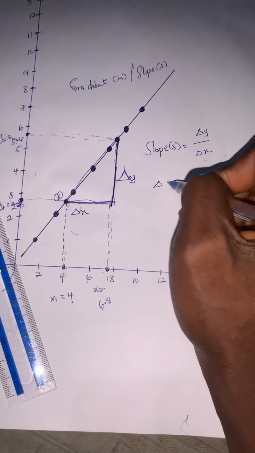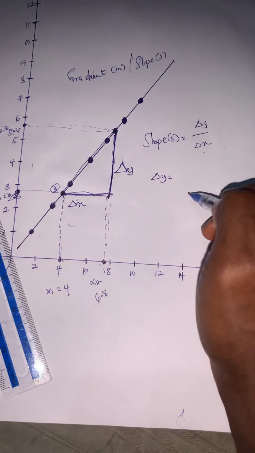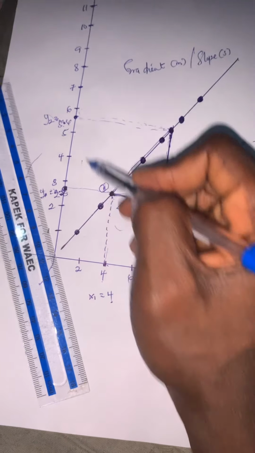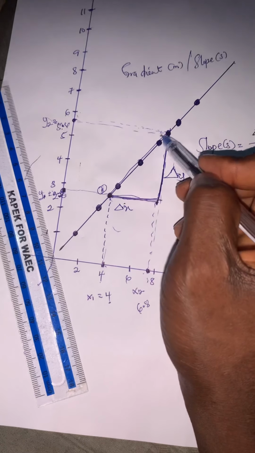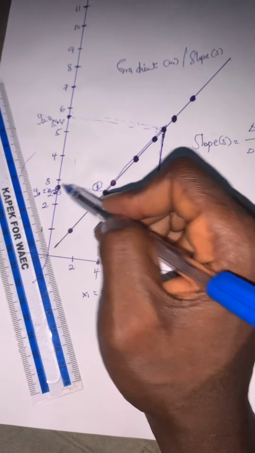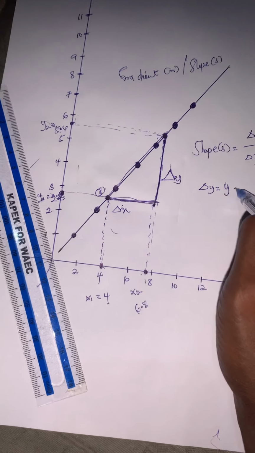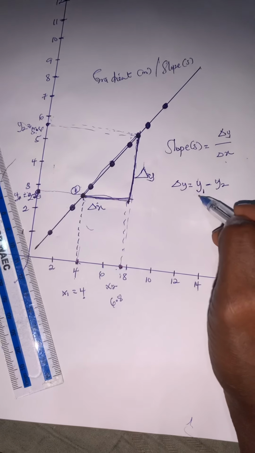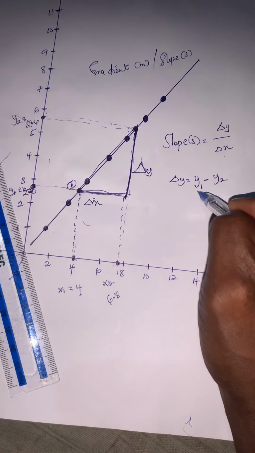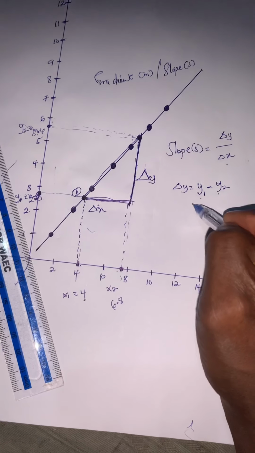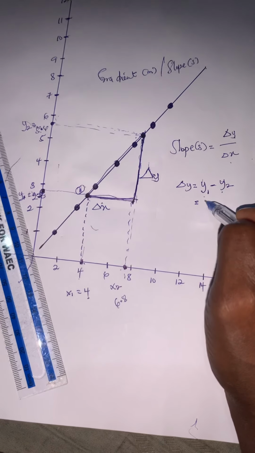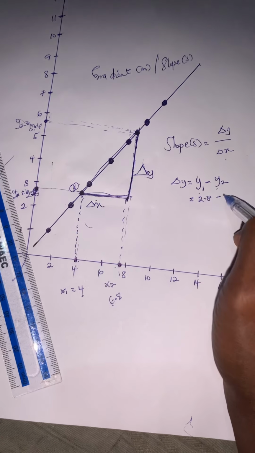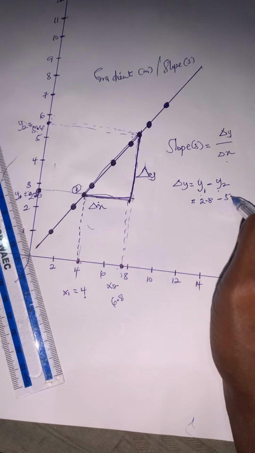So change in y is equal to, these are the values of y. That is what you have gotten from the points that you've chosen. So the first value, which is y1 minus y2. You see, for changing y, I did it y1 minus y2. y1 is what? 2.8 minus y2, which is 5.6.